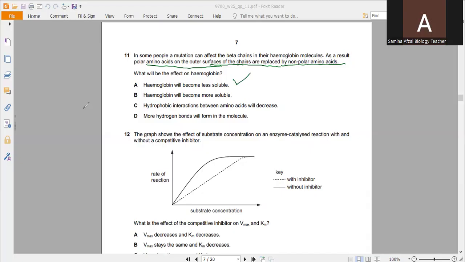Will it become more soluble? No. Due to hydrophobic nature, will hydrophobic interactions between amino acids decrease? No, they will increase. Most hydrogen bonds will not form, they will break down in this way. So it will become less soluble. A is the correct option.